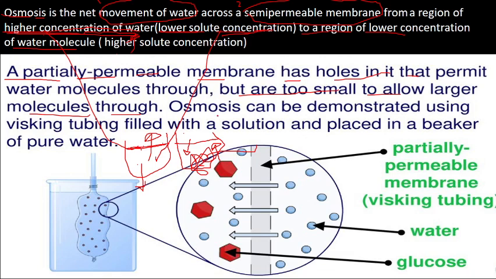Now, osmosis can be demonstrated using what? Visking tube, filled with what? A solution, and placed in a beaker of pure water. This thing is used majorly by biochemists, people that purify proteins. We call it dialysis.